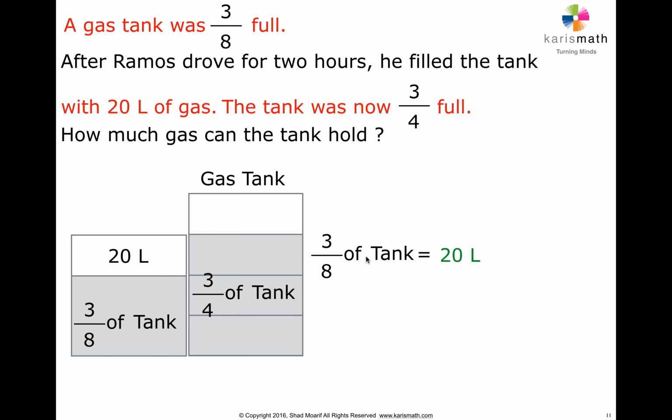So how much is the tank? Well, we know this is multiply. So you divide 20 by 3/8: flip it over and multiply, and we get 8 times 20, which is 160/3. So if you divide 160 by 3, you will get 53 1/3 liters. So that's how we look at a problem and solve it.